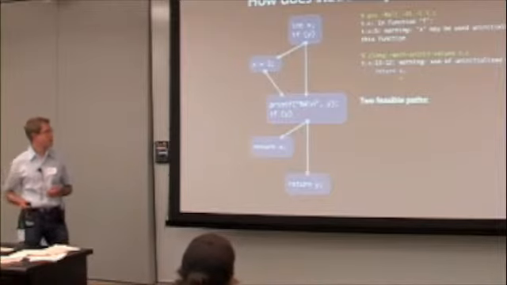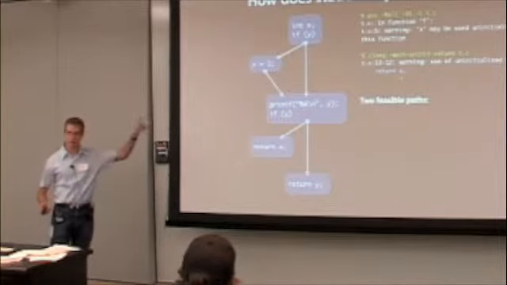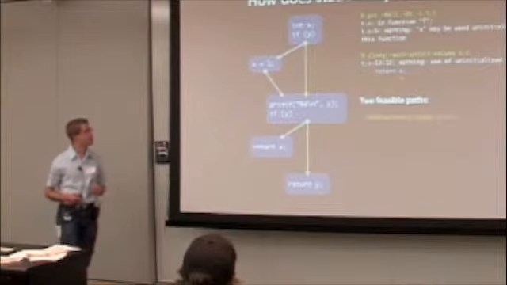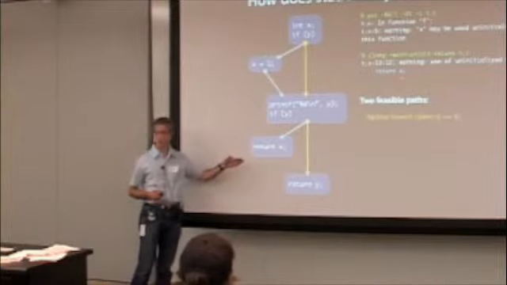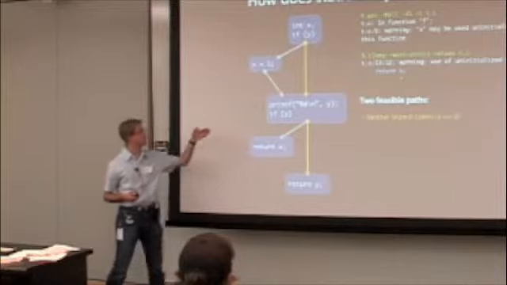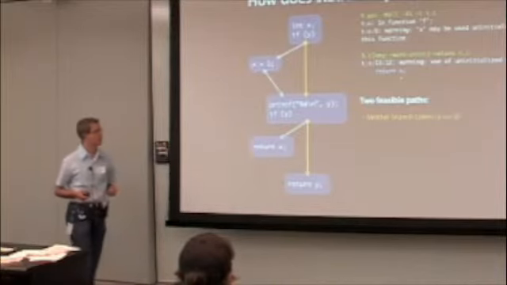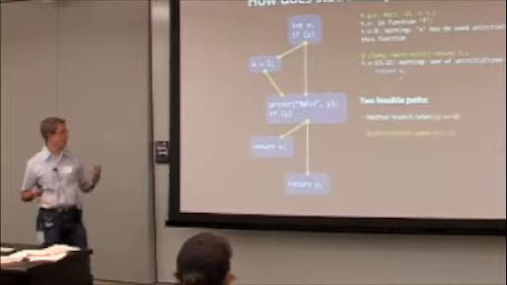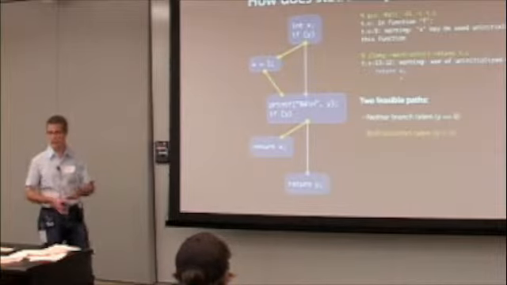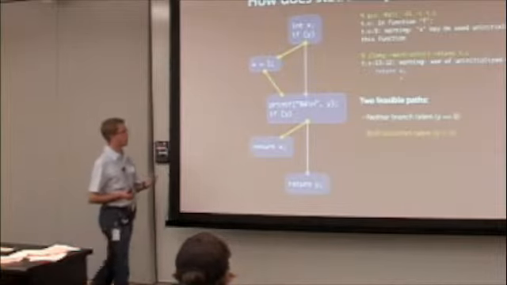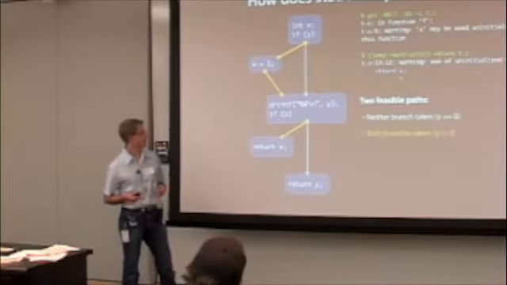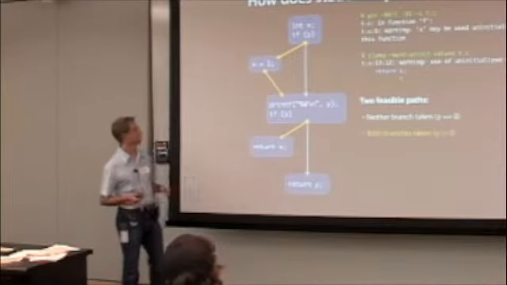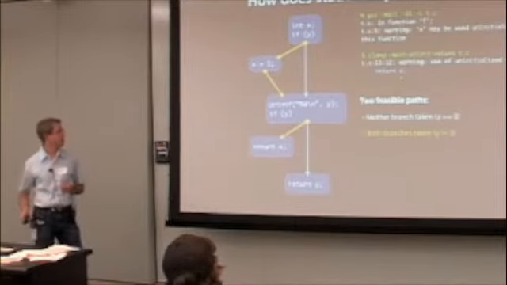Well, essentially there's two feasible paths through this CFG. The first case is that both branches are taken, right, because they're control dependent. If y is 0 at the top, it's 0 at the bottom. In the other case, y is not equal to 0. It could be any value not equal to 0, which is fine. In that case, both branches are not taken.